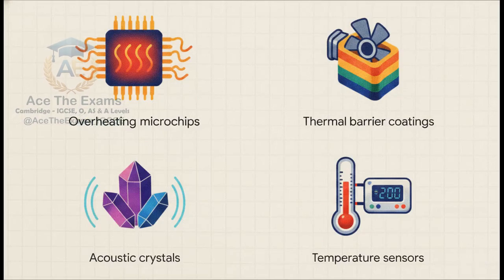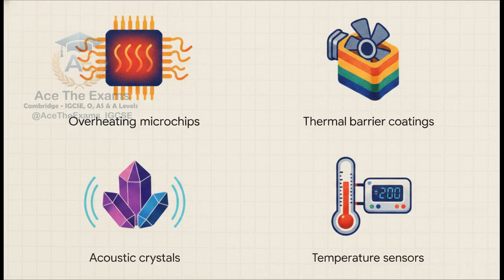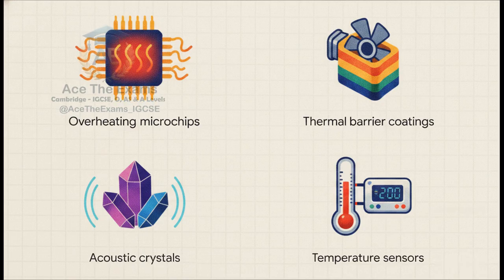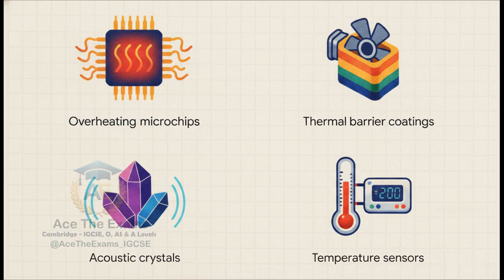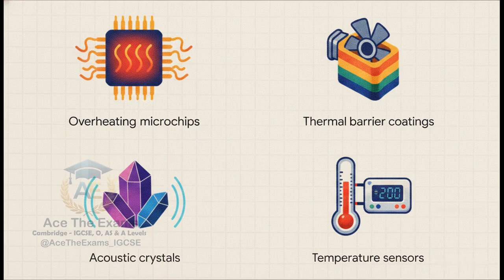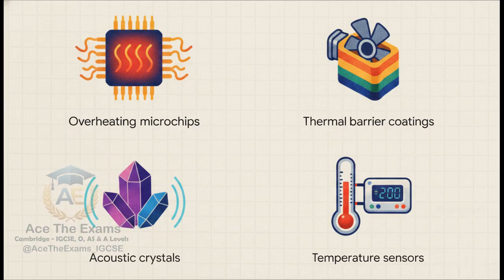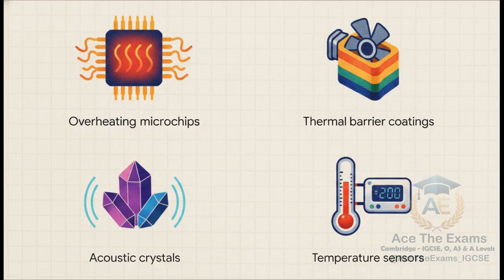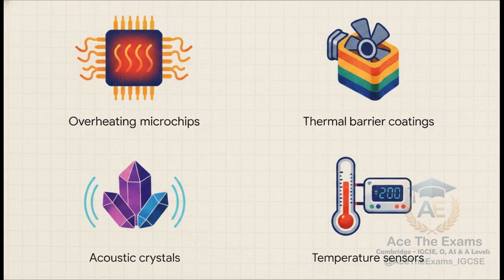Now, what's really interesting about this is that these practical applications aren't just fun trivia. They are the absolutely critical fourth step in our exam formula. Overheating chips, thermal barrier coatings, acoustic crystals, and extreme temperature sensors. In fact, if it weren't for these specific mechanisms acting to dissipate energy, your smartphone processor would literally melt its own casing in seconds. No joke. Knowing these applications proves to the examiner that you understand why vibrational behavior actually matters in the real, physical universe.